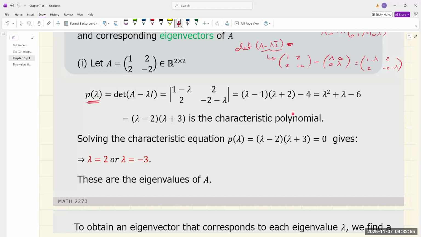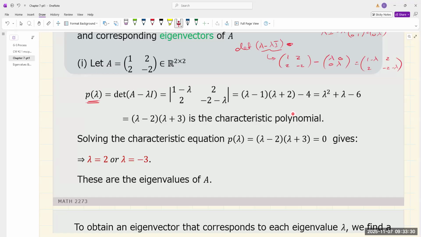So to get the eigenvalues, you need to solve this polynomial equals 0. So find the roots of it, right? You all know how to find roots of a polynomial. So get the roots of this polynomial, that is lambda equal 2 or lambda equal minus 3. These are the eigenvalues. So it turns out for this matrix A, we have 2 different eigenvalues, 2 and minus 3, right? So now how do we get the eigenvectors?